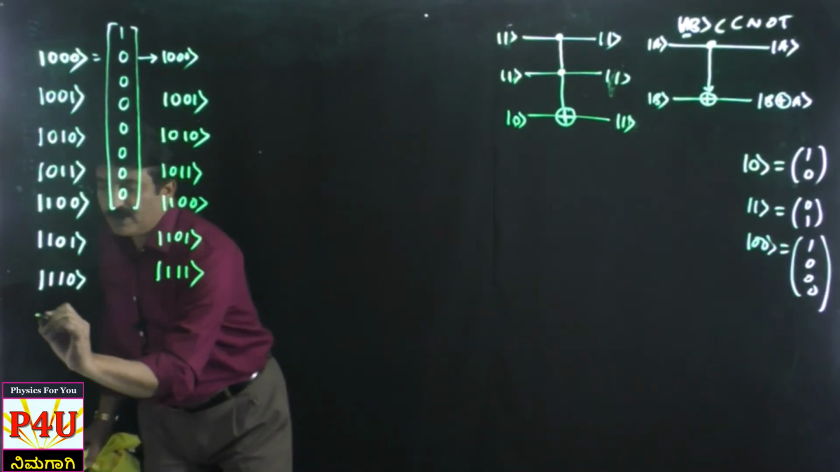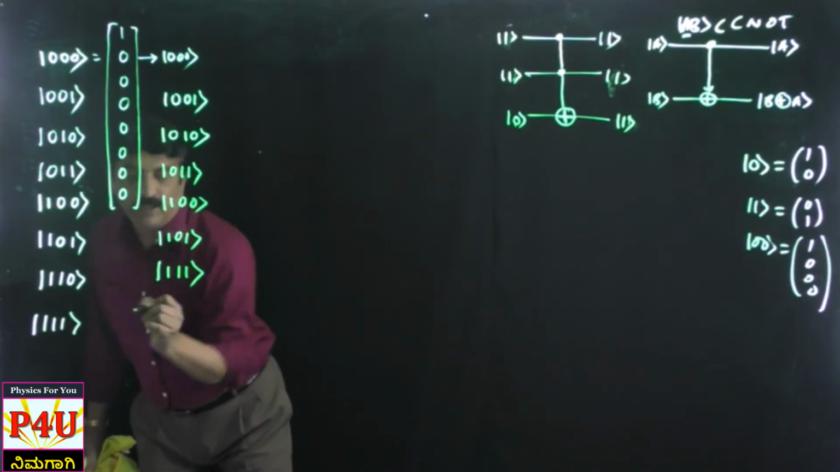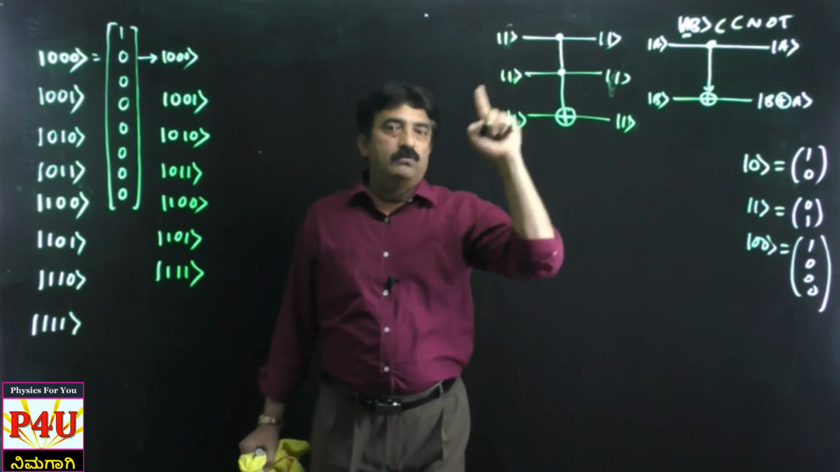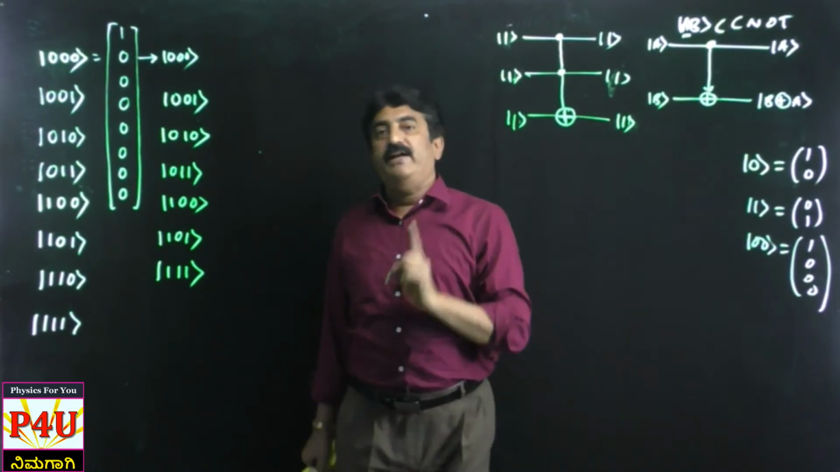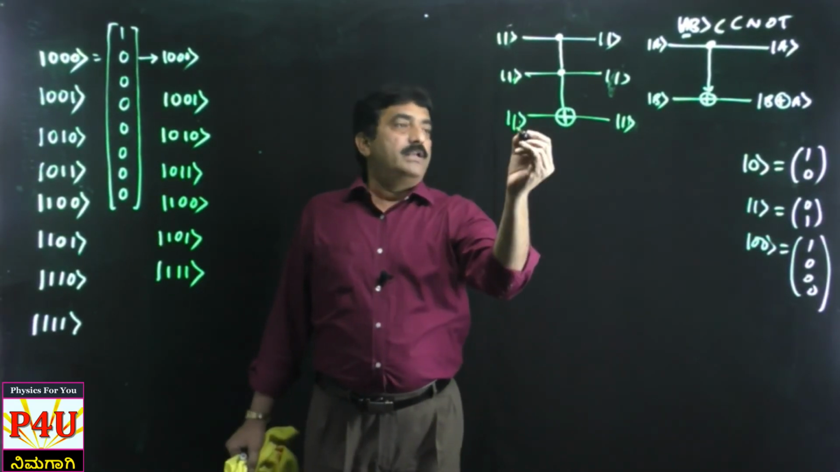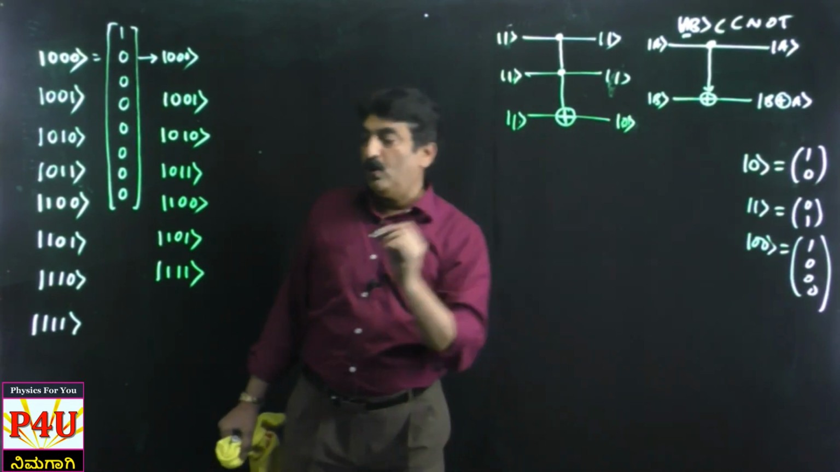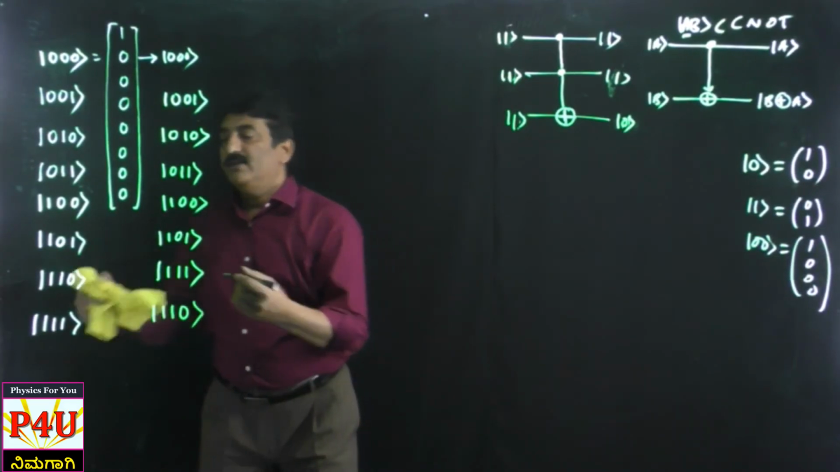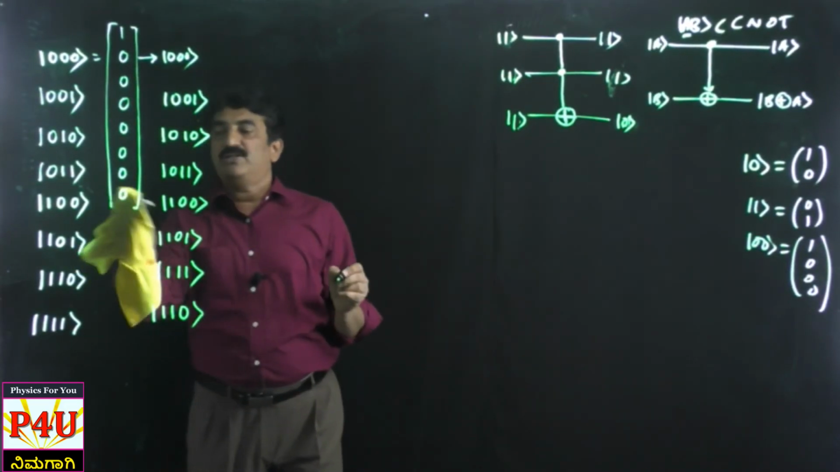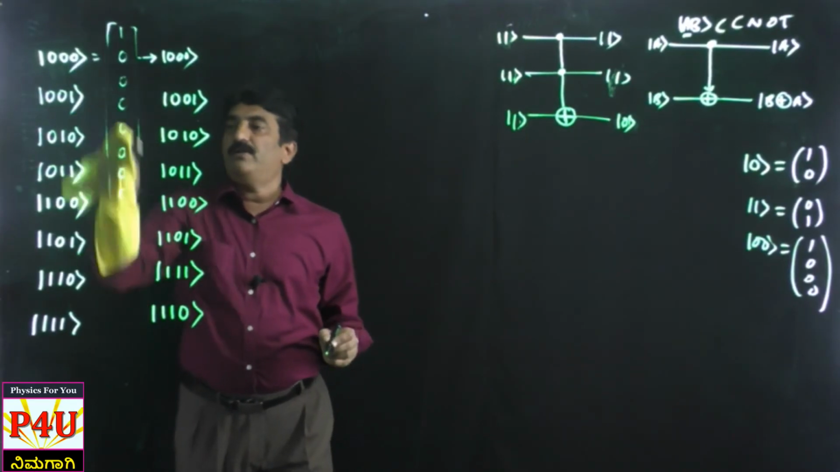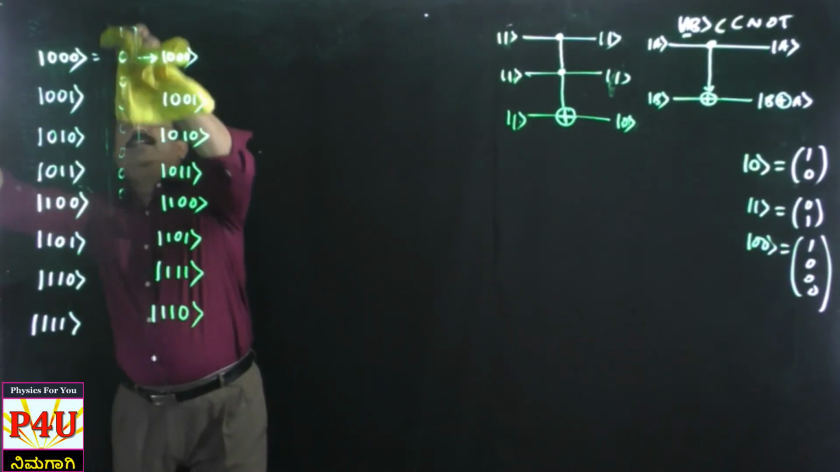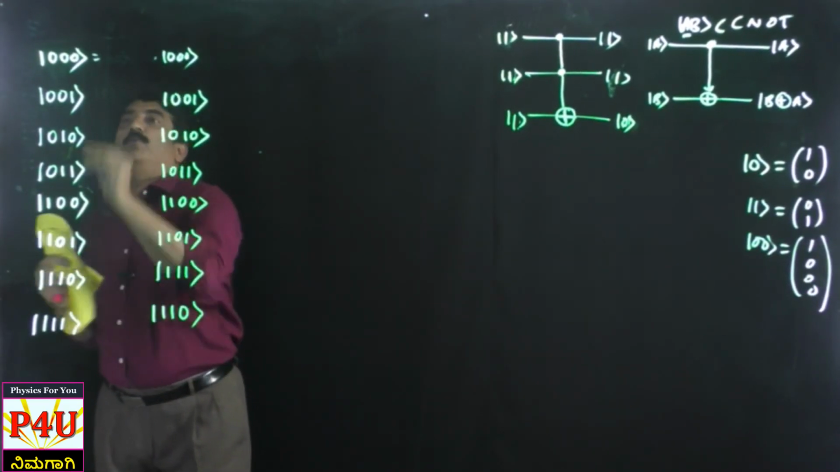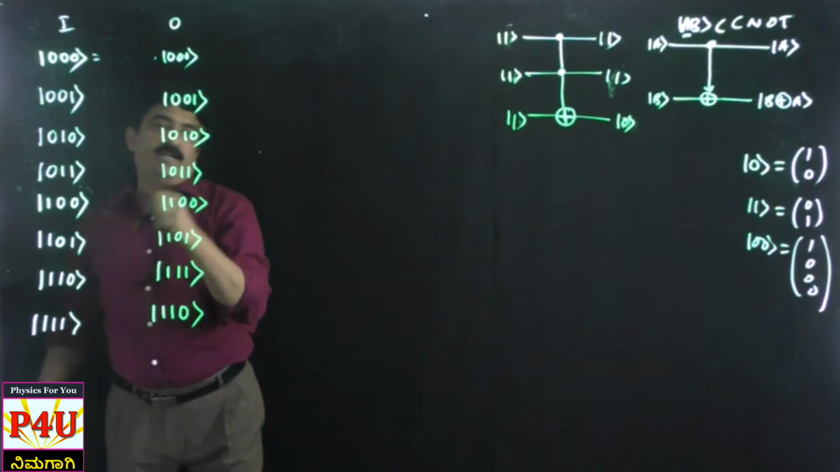Okay, and the last possibility, 1 1 1. What will happen? Whenever these two are in one state, only then is my Toffoli gate active. So 1 will now change to 0, so 1 1 1 becomes 1 1 0. This itself is the truth table. Just remove this part and write this is input and this is output. So input, output, this is a truth table.